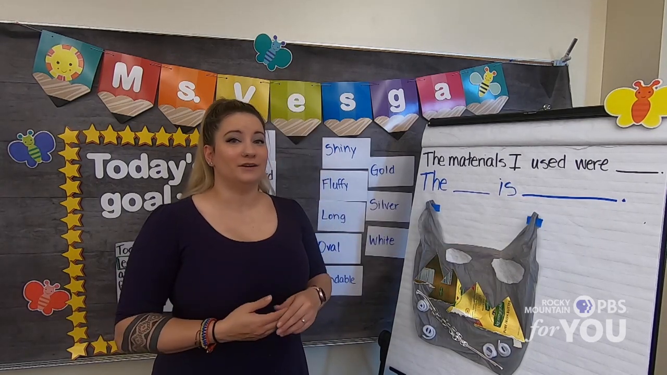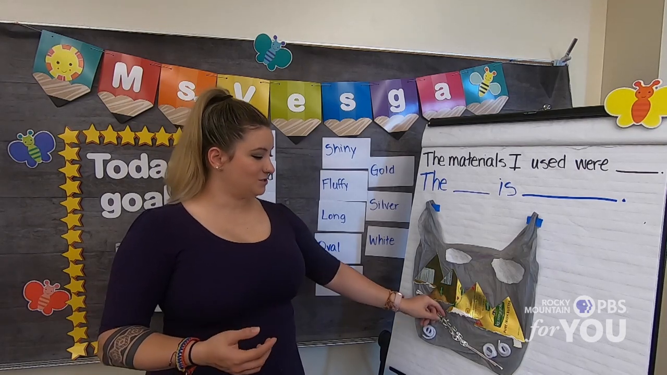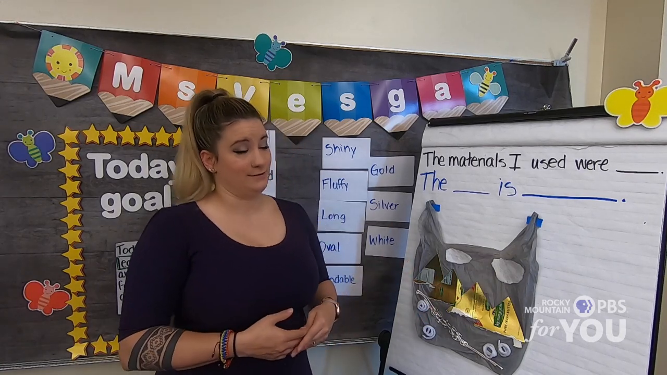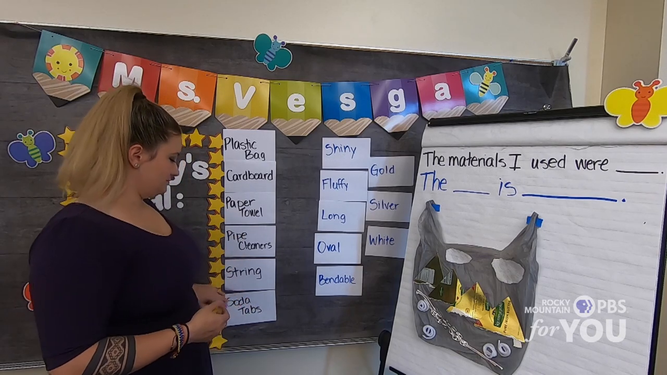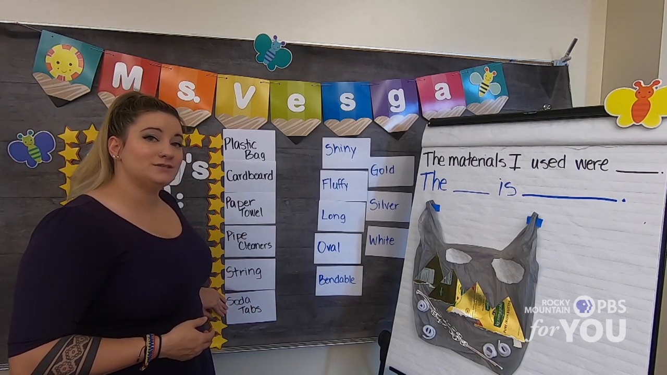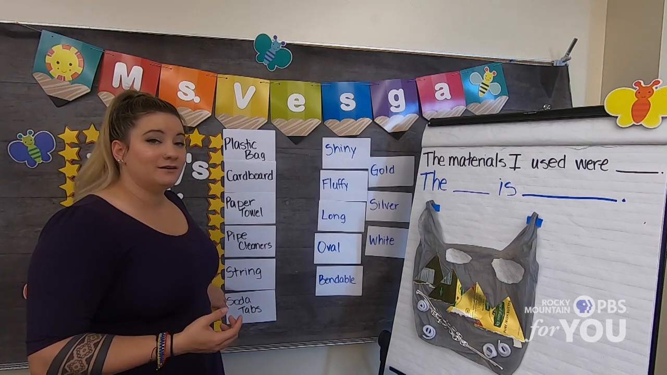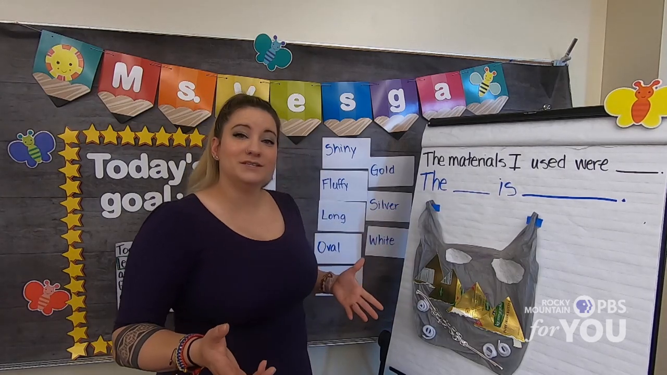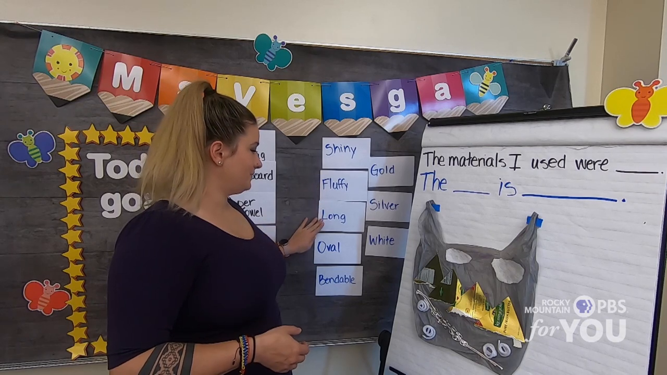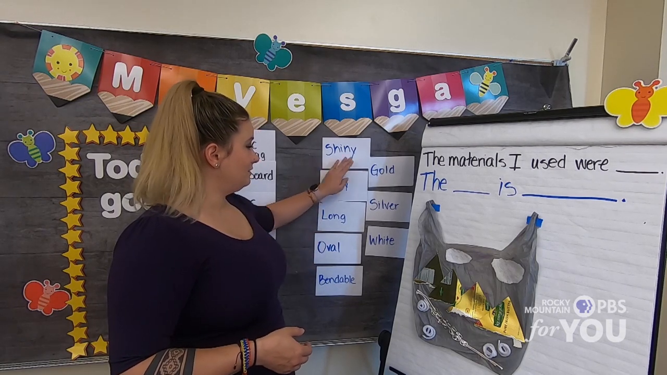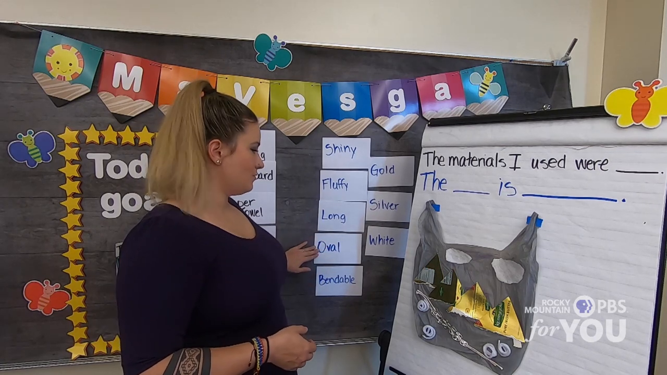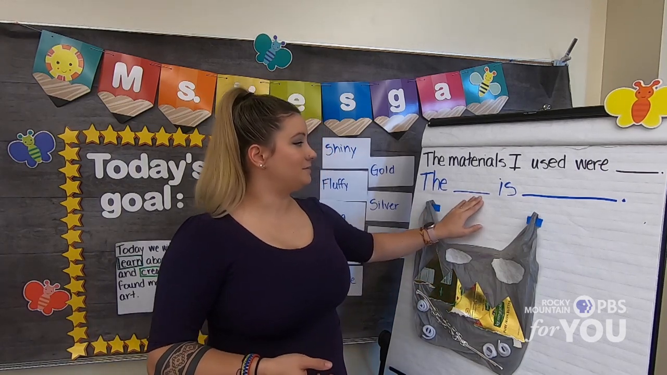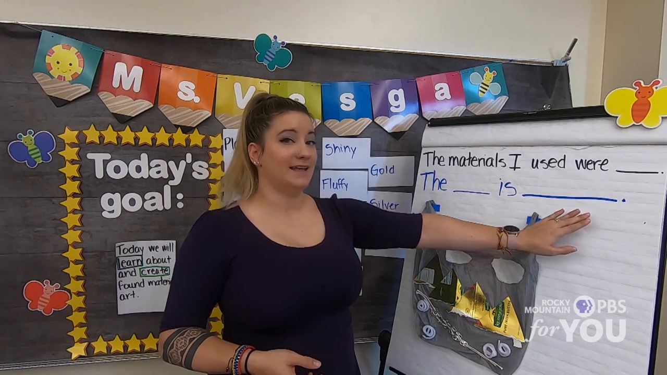Let's pick one more. I'm going to pick the soda tabs. Ooh, the soda tabs we can describe very easily with a couple of different words. Here's the word soda tabs, right here at the bottom. Let's use soda tabs as we are describing our materials. The soda tab is, what do you think? I think the soda tabs are silver and oval. Let's use both of those in a sentence. The soda tab is oval and silver.